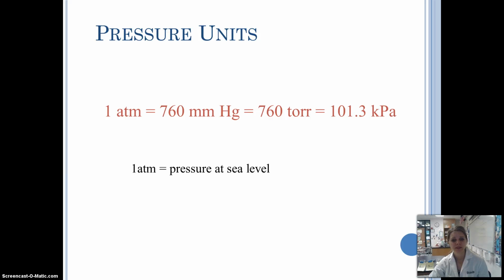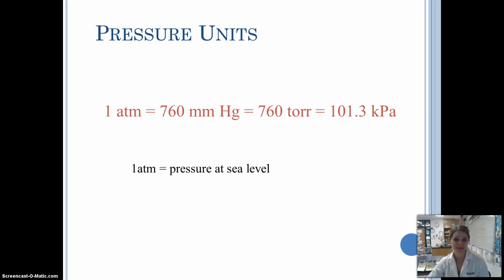Thinking about pressure, we've got to look at units. These are the different units for pressure. That first one, ATMs, is atmospheres. That's a frequent one. The next one is mmHg. mm is millimeters. Hg is mercury, so these are millimeters of mercury.